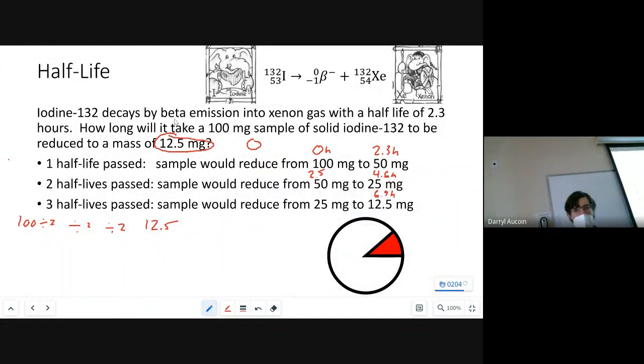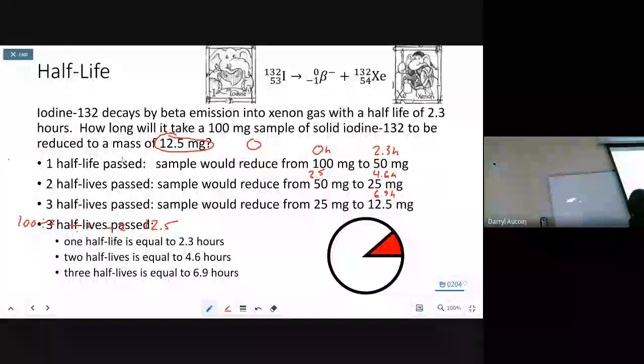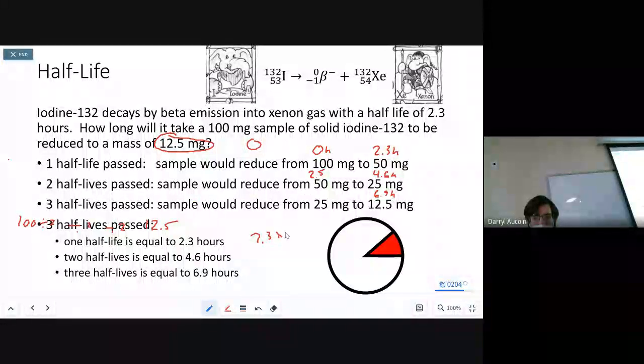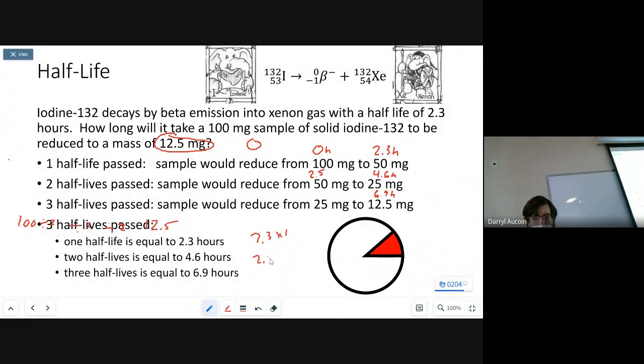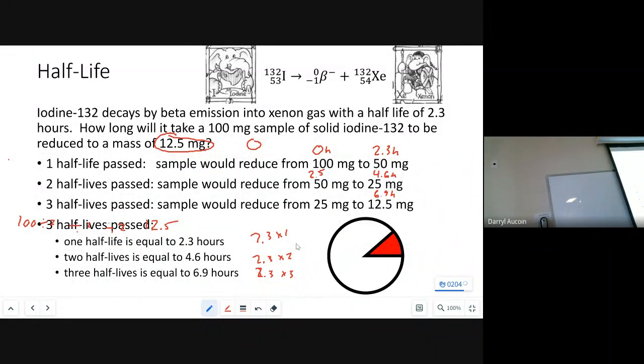3 times 2.3, so that gives us kind of a 6.9 time frame there. So 1 half-life was 2.3 times 1, versus 2 half-lives, 2.3 times 2, versus 3 half-lives, 2.3 times 3. Right, so depending on how many half-lives you have, you just multiply the half-lives by how long the half-life was.